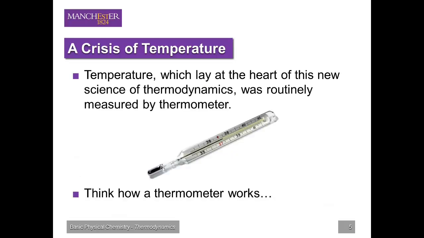It wasn't until around 1935 that concerns about the nature of temperature measurement began to surface. Clearly, temperature and measurement of temperature underpinned every single facet of this new theory of thermodynamics, and yet there was a fundamental issue with the way in which temperature was measured.